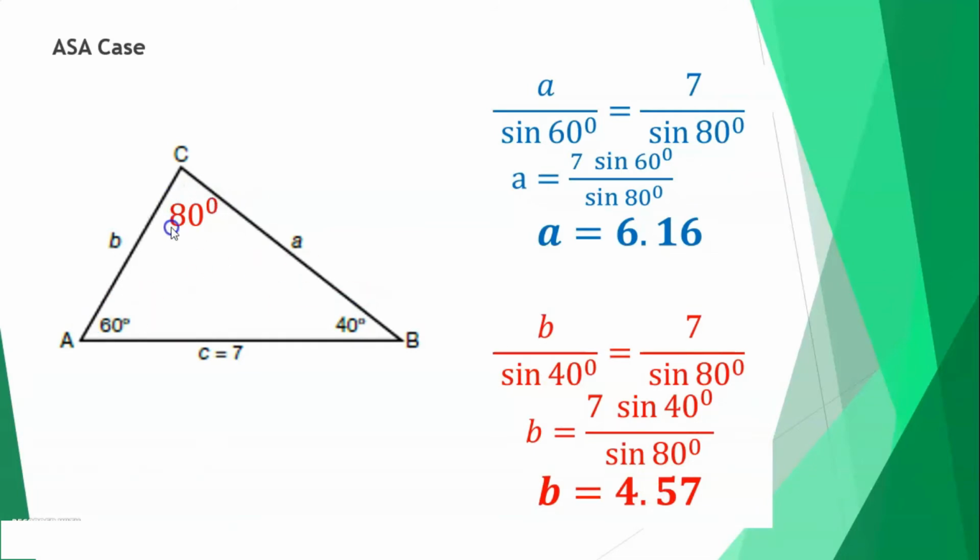The biggest angle is angle C. And take note, the longest side is also side C, which is 7. Of these three angles, the smallest is 40 degrees, which is angle B. And the shortest side is also side B, which is 4.57.